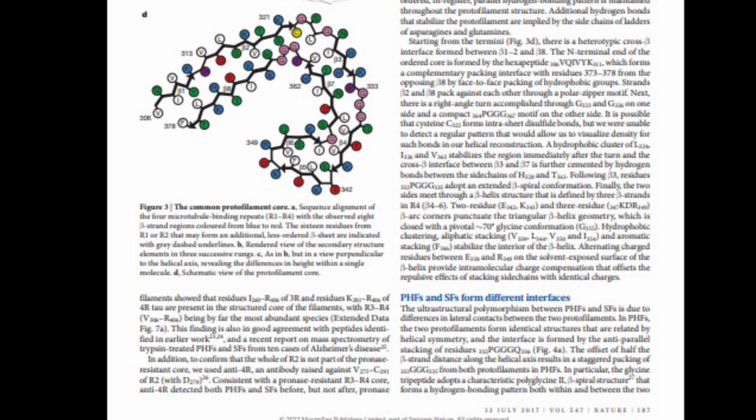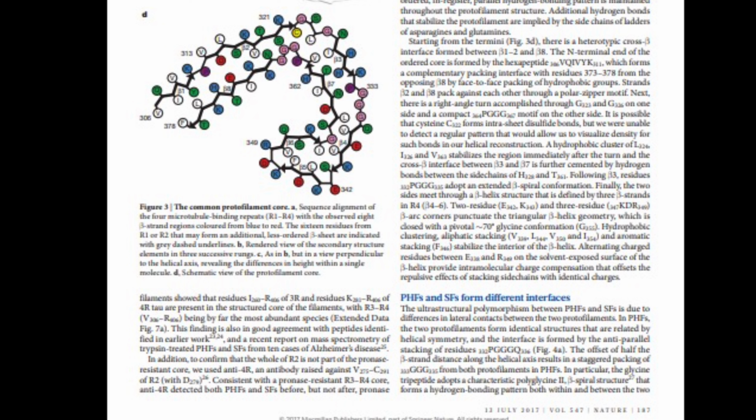A hydrophobic cluster of L324, I326, and V363 stabilizes the region immediately following the turn, and the cross-beta interface between beta 3 and beta 7 is further cemented by hydrogen bonds between the side chains of H328 and T361. Following beta 3, residues 332 PGEG 335 adopt an extended beta spiral conformation.